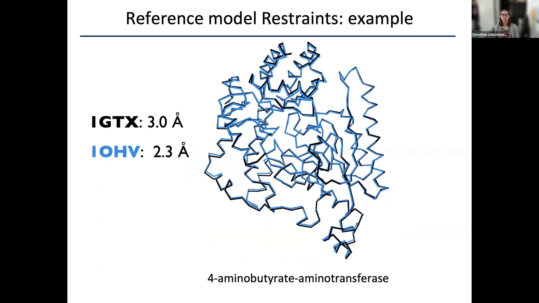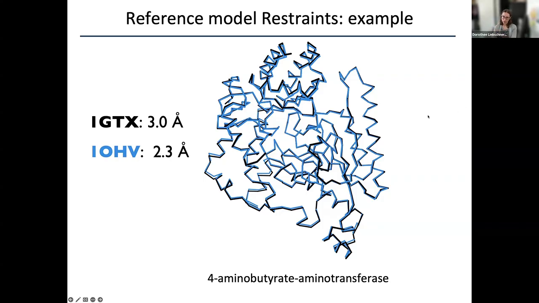So again, here's an example from crystallography, because reference model restraints is not a new concept, it has been around for a while already. So in black, you have a low resolution structure at 3.0 angstrom, and in blue is the reference model at 2.3. It's an aminotransferase, in case you wonder what this is. So here we have just the main chain, and actually that looks very similar, right? There's very, very good correspondence.